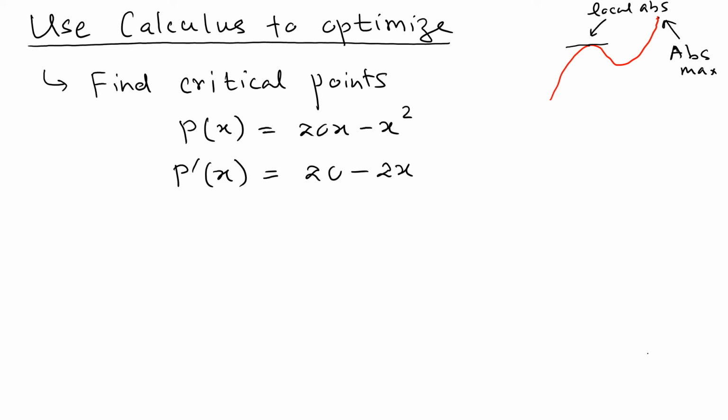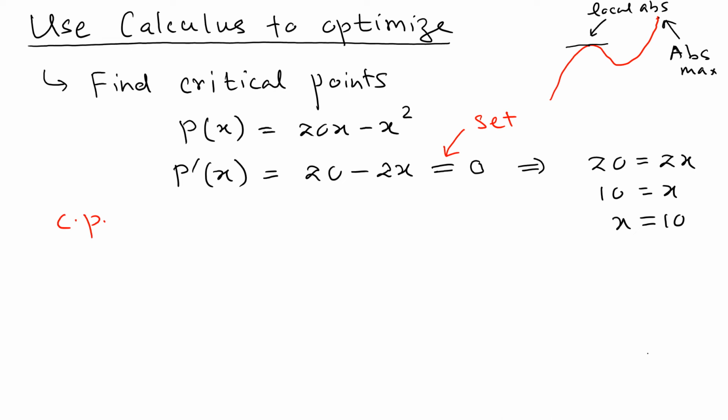Now what we do, we set this equal to 0. This is very important because we are looking for where the derivative is 0. So you set this equal to 0, and this is very easy to solve for x. You can see 20 equals 2x. So if you divide by 2, you get 10 equals x, or x equals 10. So that means the critical point, we normally call it c.p., is x equals 10. And you notice that there is only one critical point. This is a very interesting part, only one.